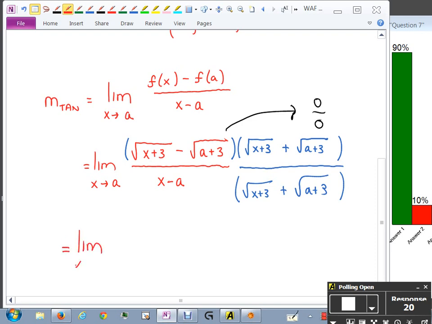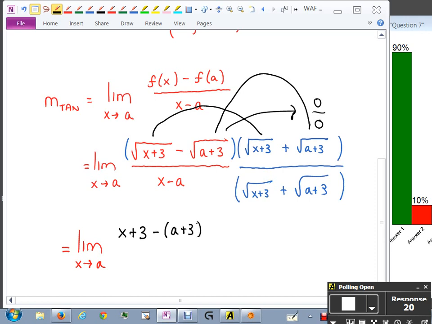Limit, x goes to a, sorry. What do we have on top there? So we do this times this first, right? X plus 3. Be so very careful here. The middle terms are gone, right? We already know that about the conjugate. The last two that multiply, you just get the a plus 3, but what was sitting in front of that a plus 3? A minus. And so I better put that a plus 3 in parentheses. If I don't do that, I may get into some trouble with that, right?